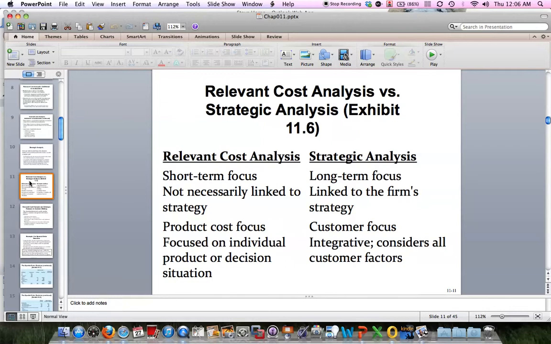Product cost focus means we're giving up potentially what the customer really wants from us, which is maybe high quality delivered on time. We focus on individual product or decision situations, whereas strategy needs to be thinking about integrating all considerations that the business has to think about when it comes to meeting customer needs. Okay, so those are key things to be thinking about.